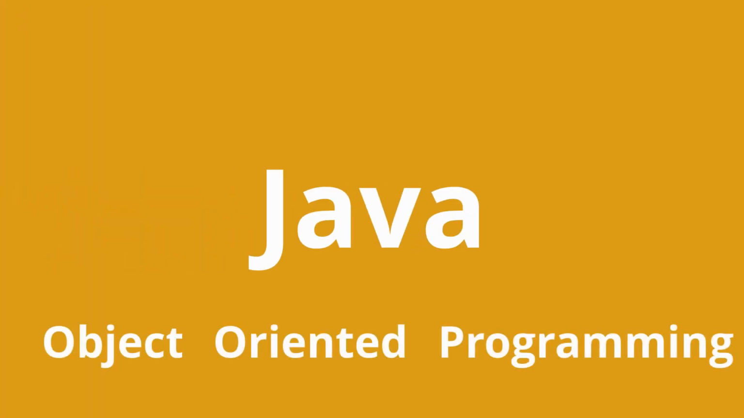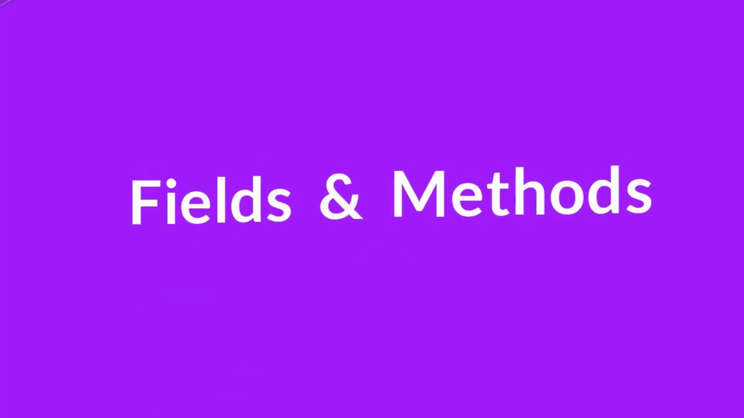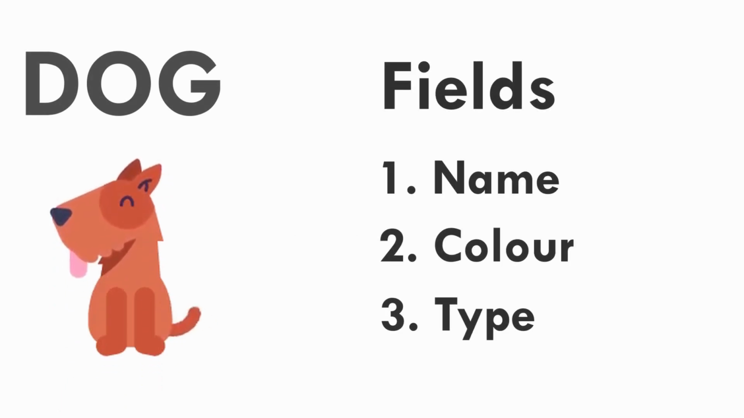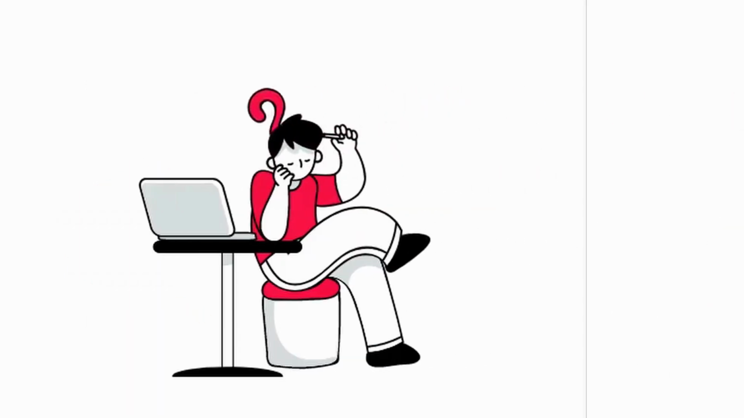Java is an object-oriented programming language. Object-oriented programming paradigm is based on the concept of objects. Basically, everything around us can be defined as an object with fields and methods. Say, an object dog can have fields like name, color, type, with some methods like eat, bark, or sleep. But where do objects come from?